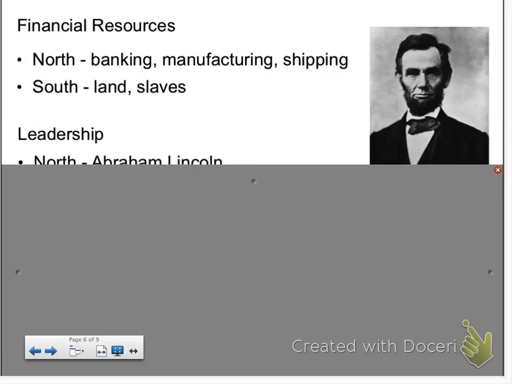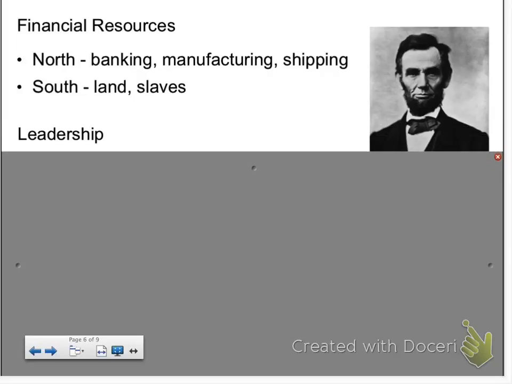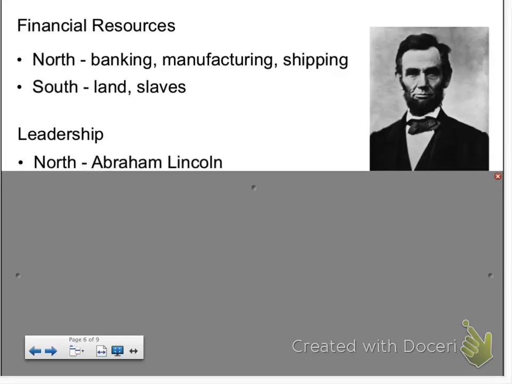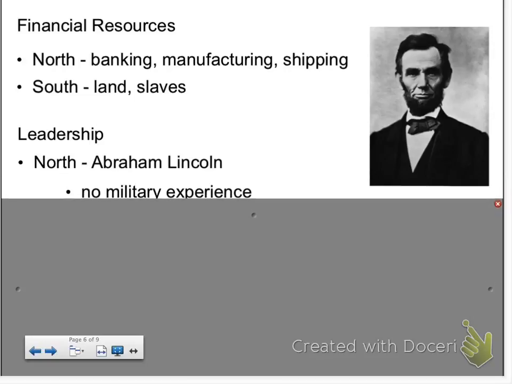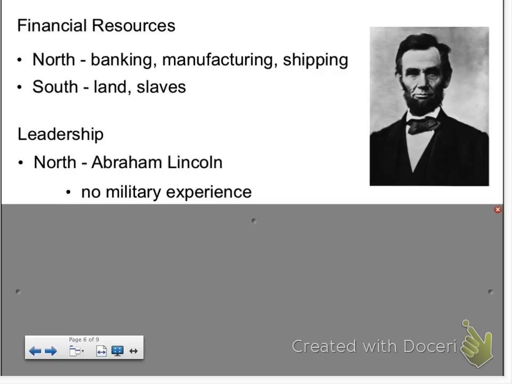All right, let's talk leadership. Who's your president? Tyler, who's your president? Lincoln. Abraham Lincoln is president, and he is very experienced at being a lawyer. Very little experience in Congress, but he has some. But he has virtually no military experience. Okay, perfect. No military experience. So that's going to make him struggle, maybe, during the Civil War.